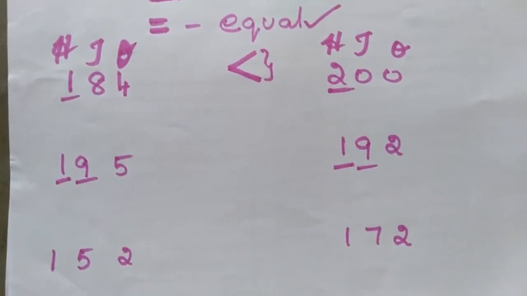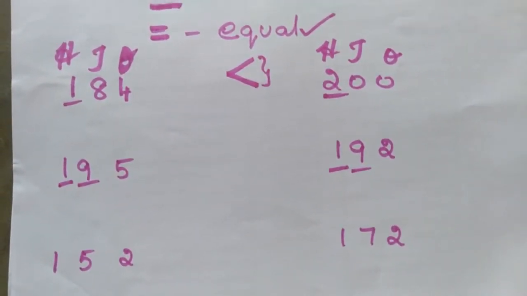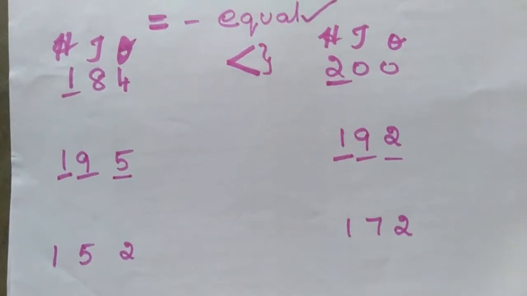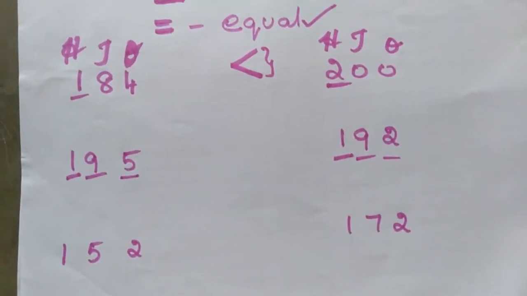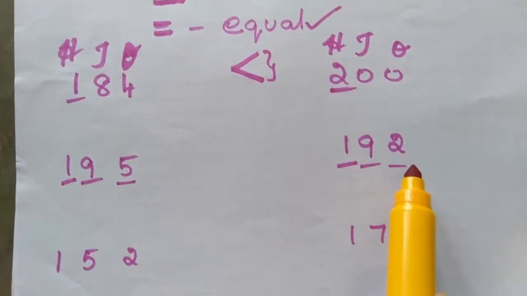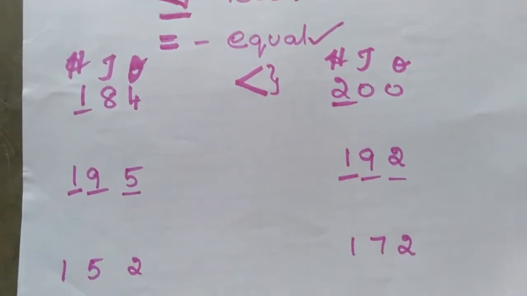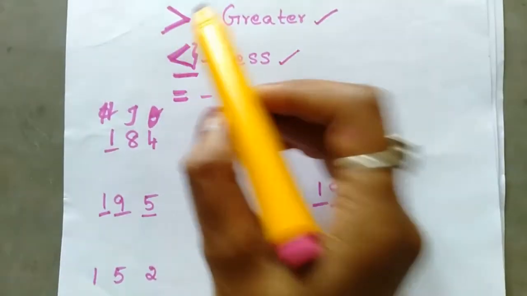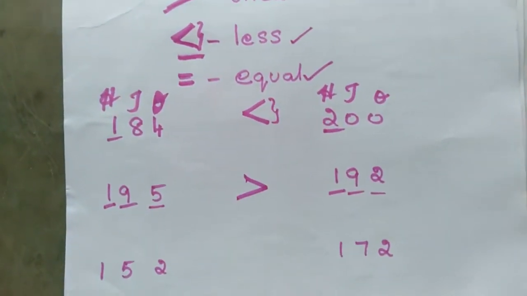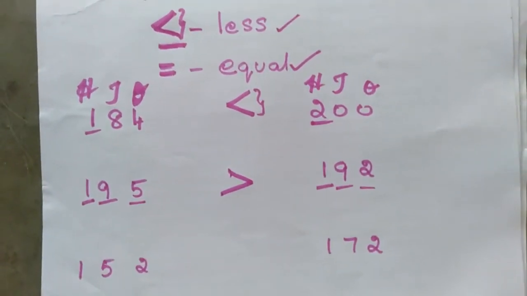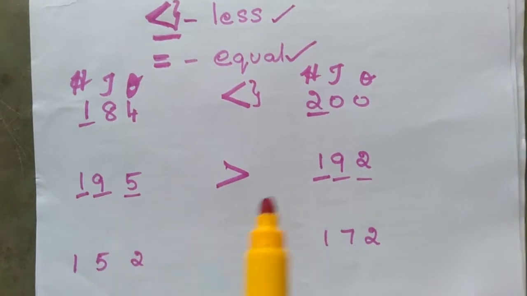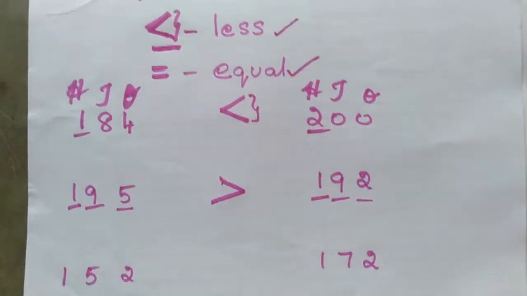So what do you have to do? Again you have to check the ones place. In the ones place, here 5, here 2. Which number is greater, 5 or 2? 2 is smaller, 5 is greater. Greater number means what I already said? Open. This side it will be open. Open side is greater. So for 195 you have to use the greater symbol.